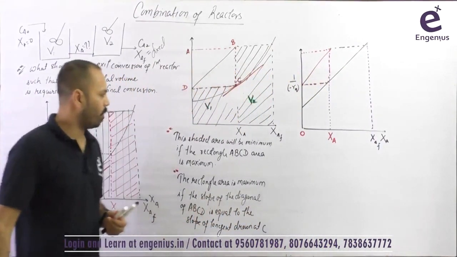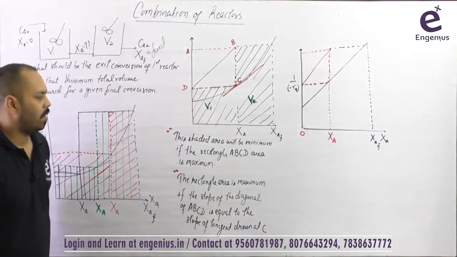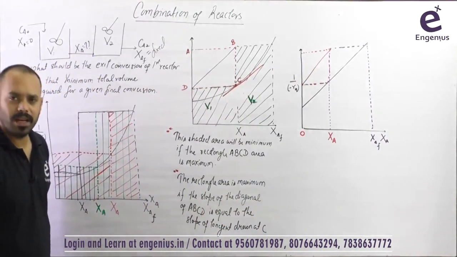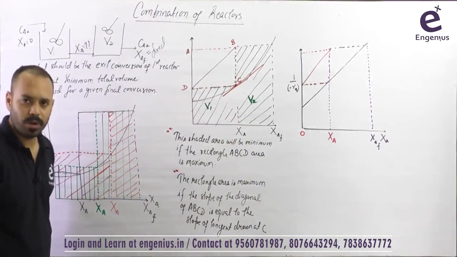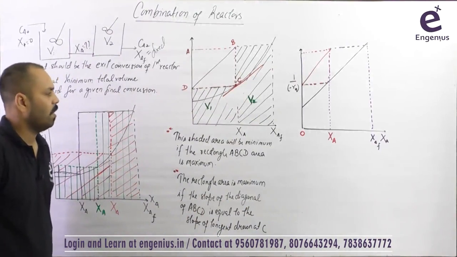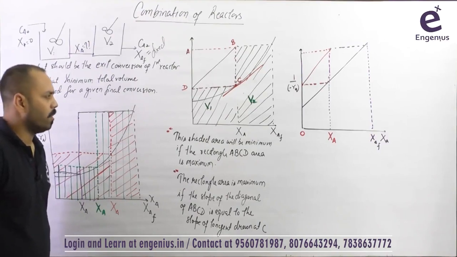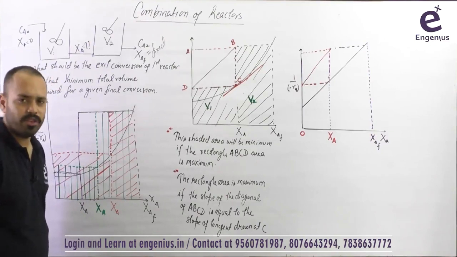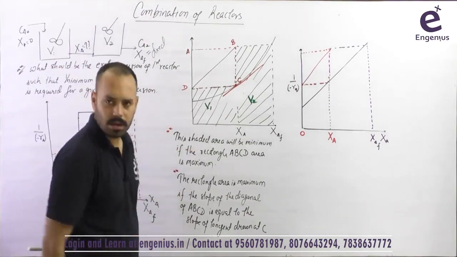Because if you plot 1 by rate versus XA, then 1 by rate is equal to 1 by KCA0 into 1 minus XA. So it doesn't seem that it is varying linearly, right? So you should correct here, don't write that it is for first order. Suppose 1 by rate is a linear curve.